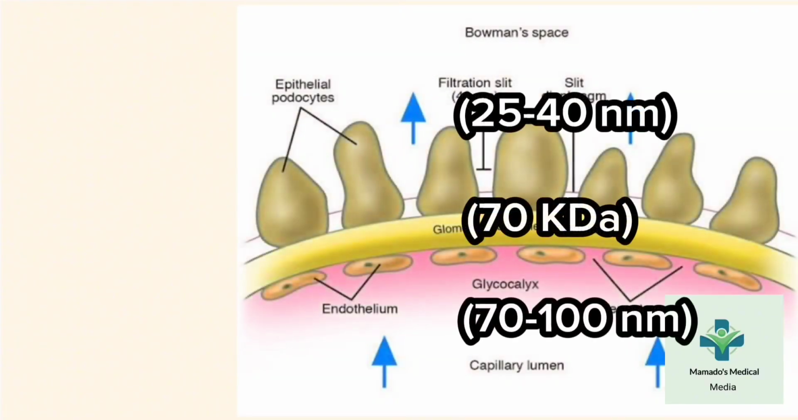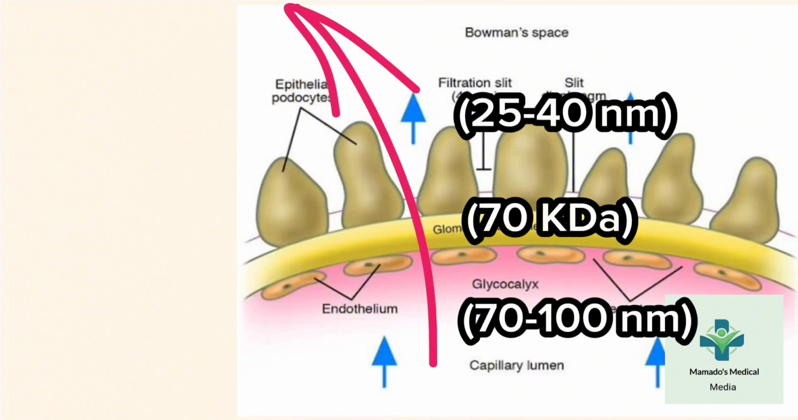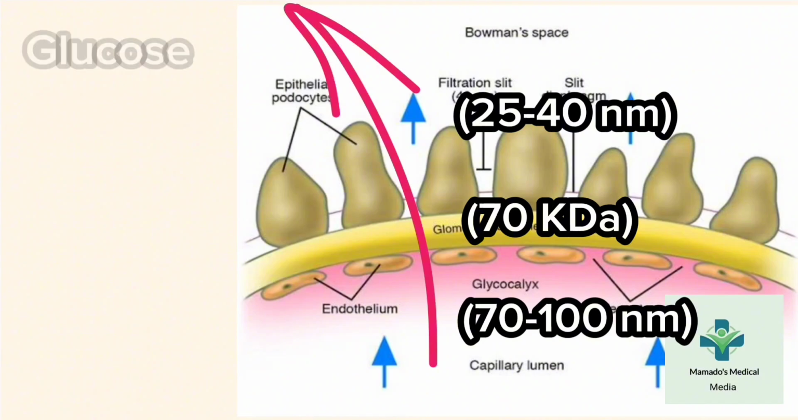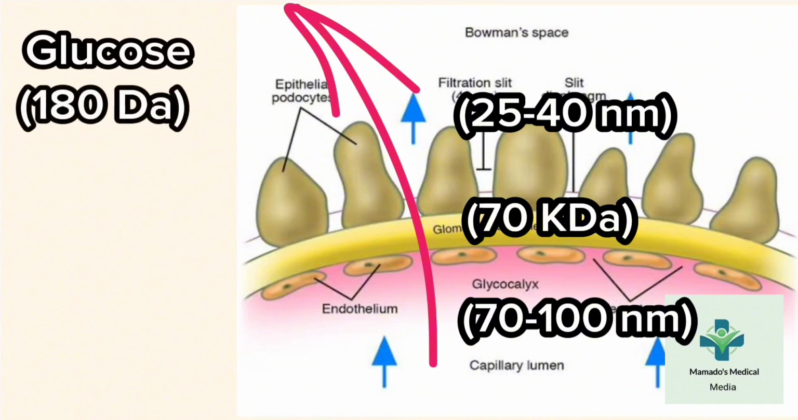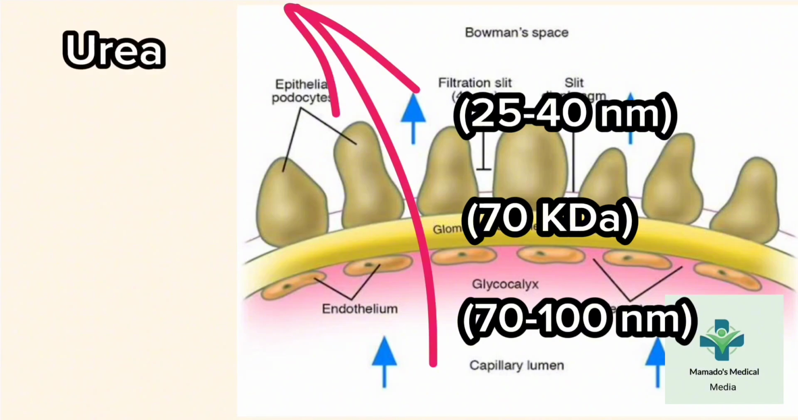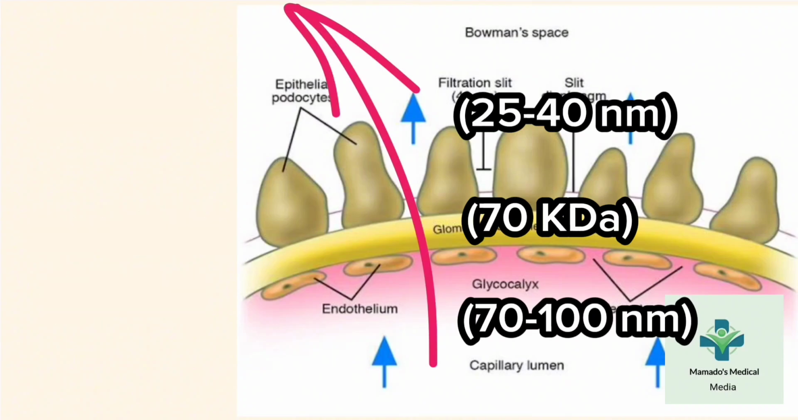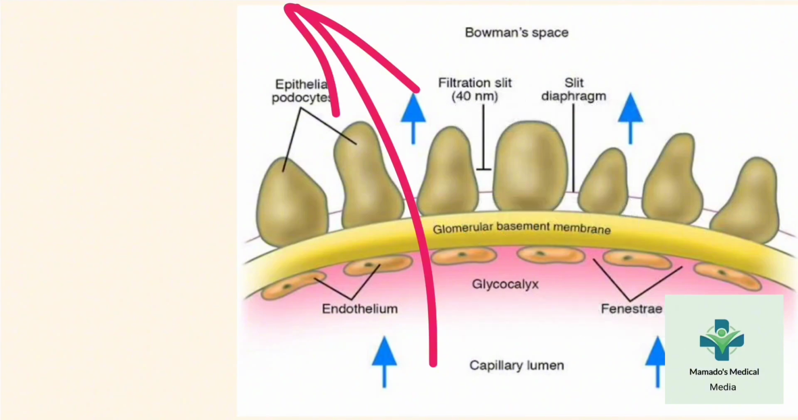Small molecules like water, 0.3 nanometer. Sodium ions, 0.9 nanometer. And chloride ions can pass through easily. Even though chloride is negatively charged, it's so small it sneaks by. Same for glucose, 180 daltons, urea 60 daltons, and creatinine about 113 daltons. All small, all able to filter through the membrane smoothly.